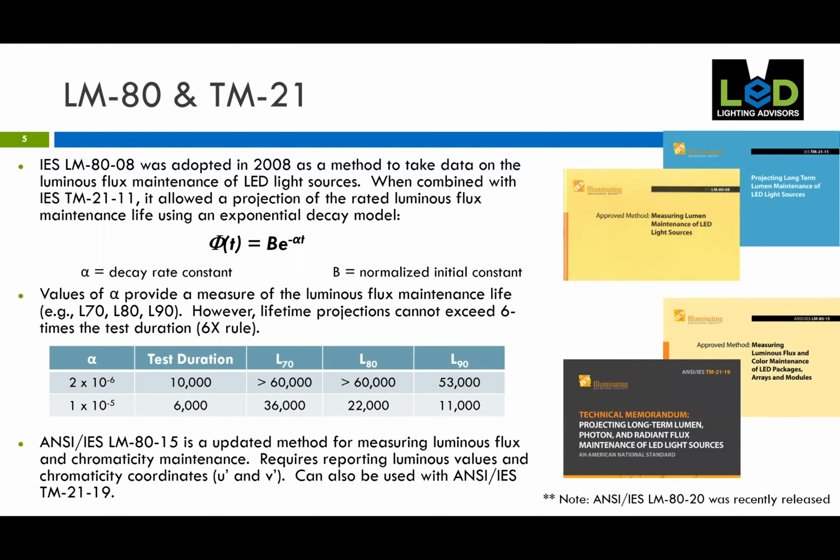And more importantly for this study, in 2015, ANSI combined with the IES issued an update to the LM-80 method for measuring luminous flux and chromaticity maintenance by requiring the reporting of the individual chromaticity coordinates u' and v', instead of just reporting the chromaticity maintenance with the parameter Δu'v'. And this new standard, LM-80-15, is what we'll focus on in the data sets today.